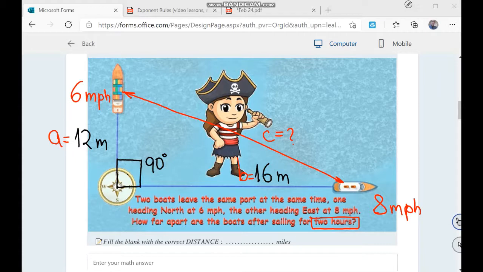And we realized we have the right triangle, we found the hypotenuse and the legs, so we can apply the Pythagorean formula. C equals the square root of a squared plus b squared.